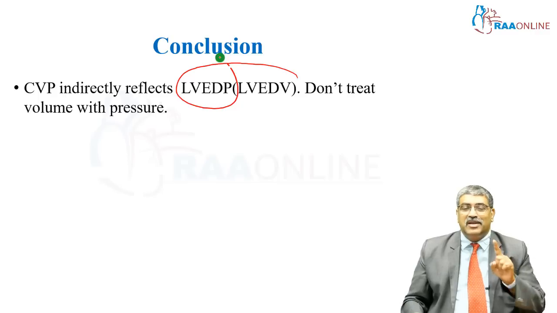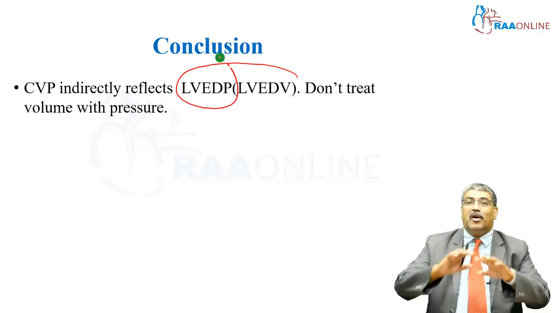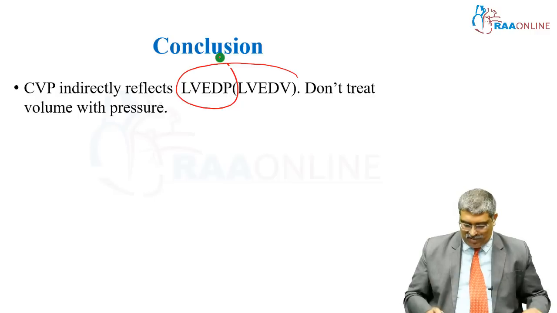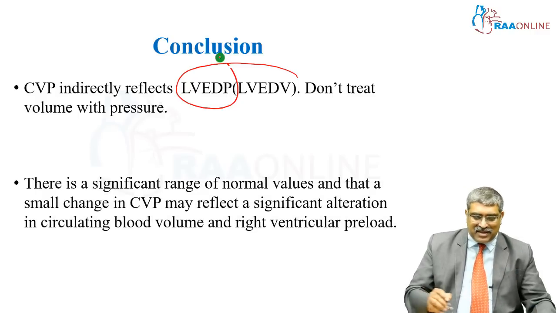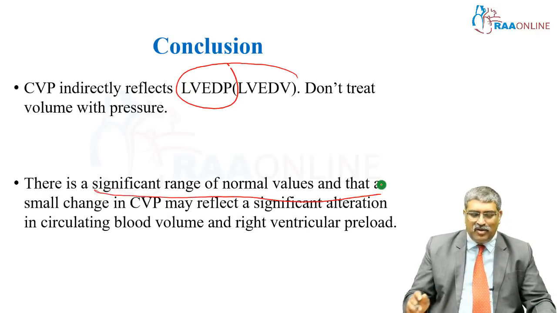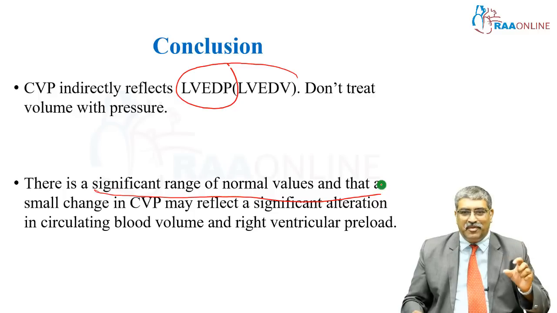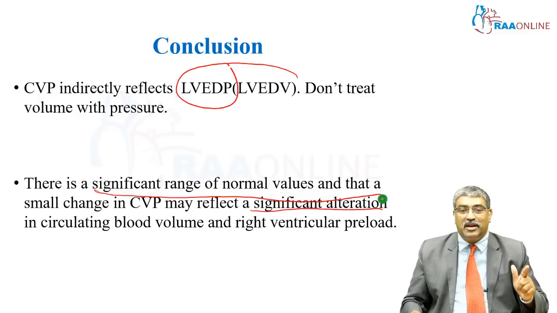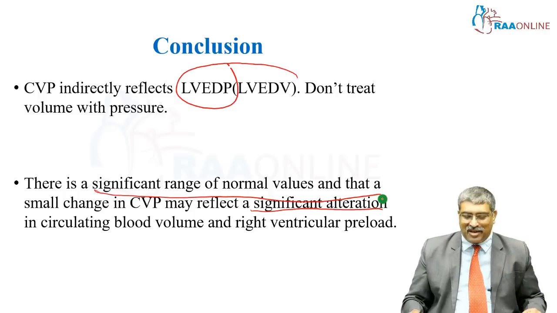But always remember, don't treat volume with pressure alone. Look for other parameters also and then treat volume. There is a significant range of normal values, so a small change in CVP may reflect a significant alteration in circulating blood volume and right ventricular preload.